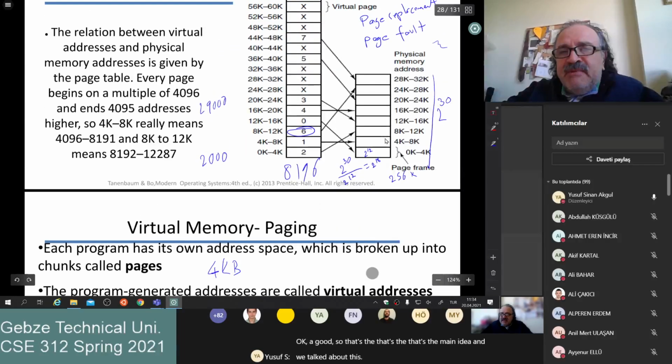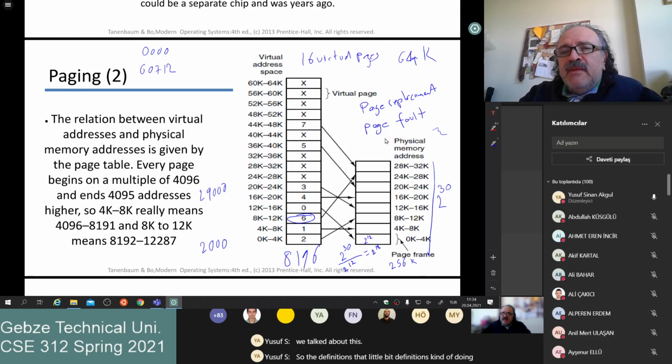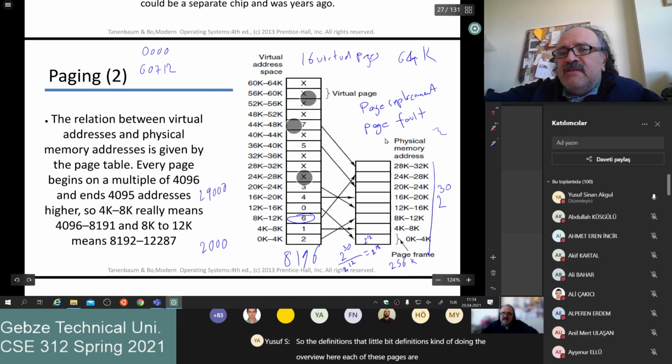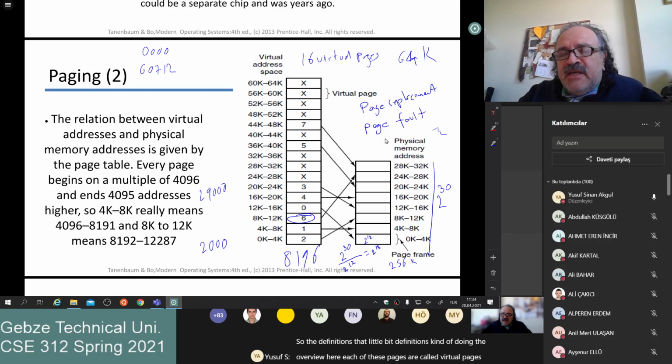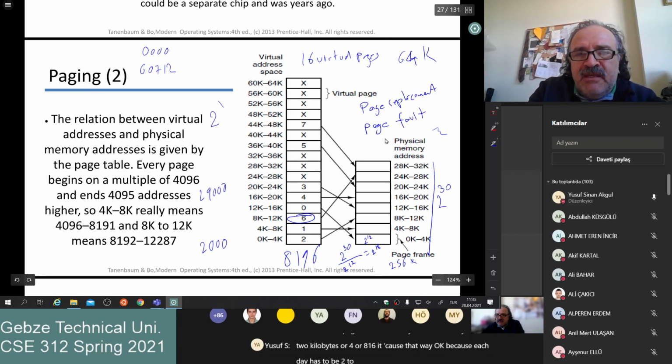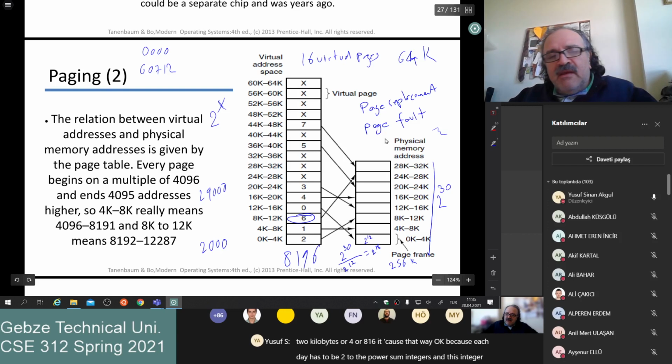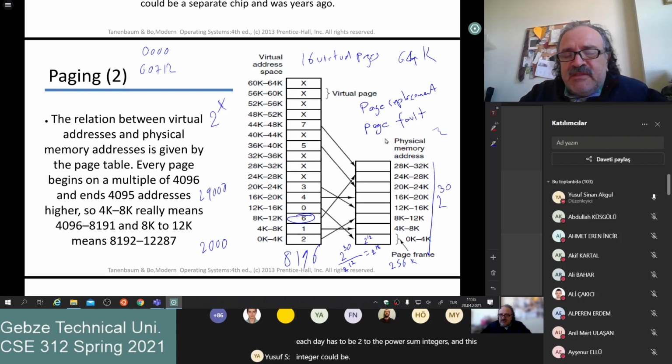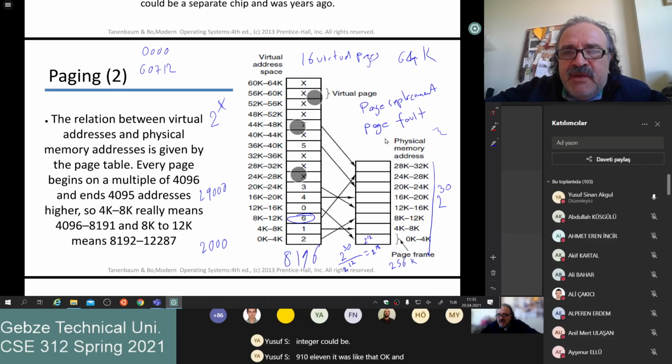So, a few definitions, kind of an overview here. Each of these pages is called a virtual page, and the size of the virtual pages is always a power of 2. It is either 2 to the power 10, 2 to the power 11, 12, whatever. So each page could be 512 bytes or 1 kilobyte or 2 kilobytes or 4 or 8 or 16. It goes that way, because each page has to be 2 to the power of some integer, and this integer could be 9, 10, 11. It goes like that. And these are called virtual pages.